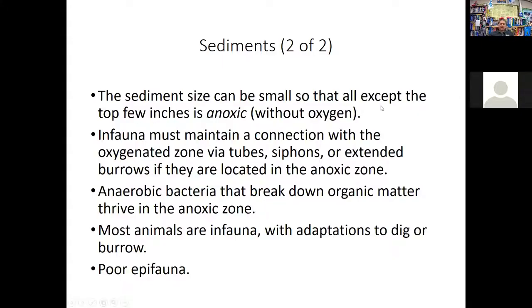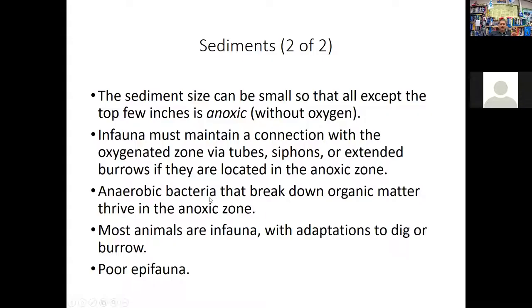Okay, so sediment size can be small, so that all except the top few inches is anoxic. Remember, a is a prefix that means without. So without oxygen, this environment is anoxic. The infauna, remember, are the ones that live inside the sand or silt or mud, and it maintains a connection with the oxygenated zone via tubes, siphons, or extended burrows if they're located in the anoxic zone.